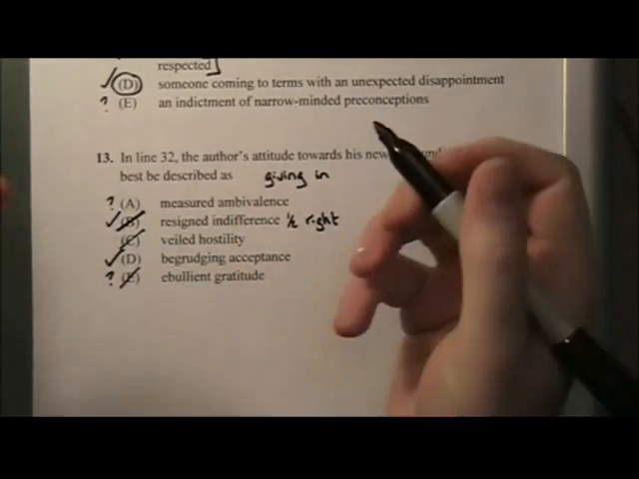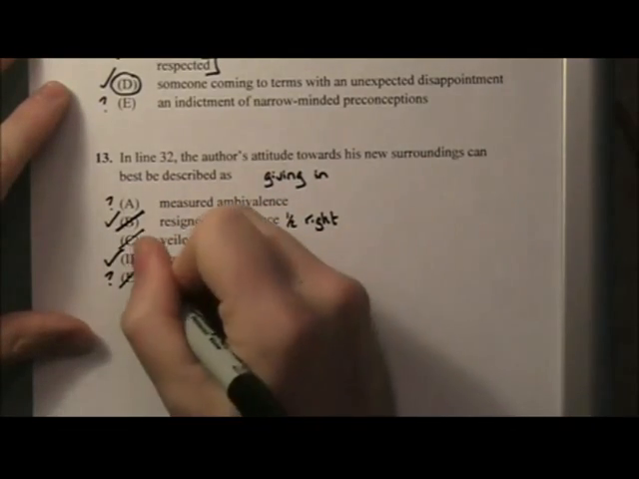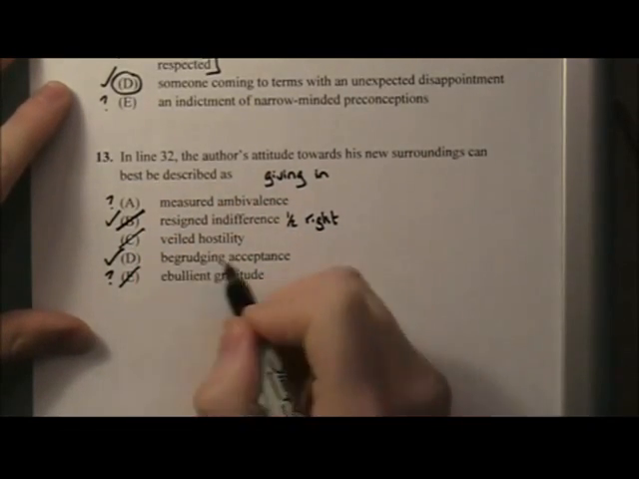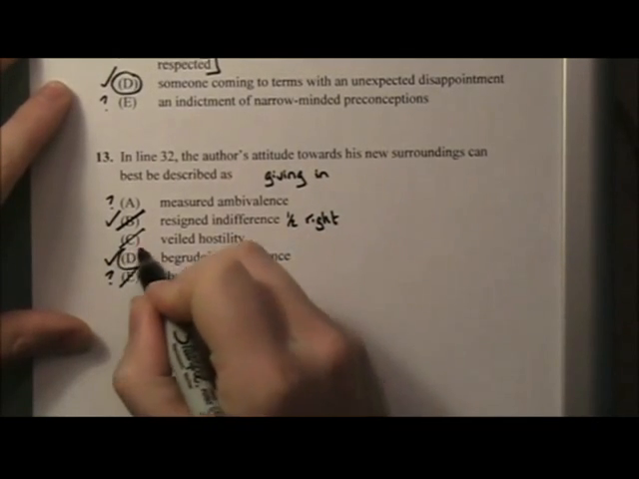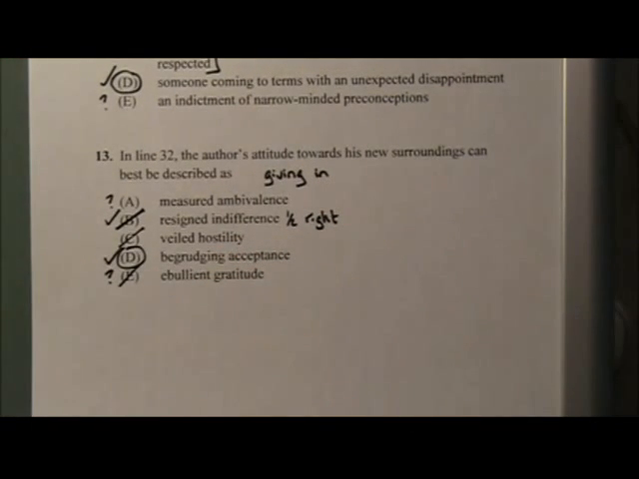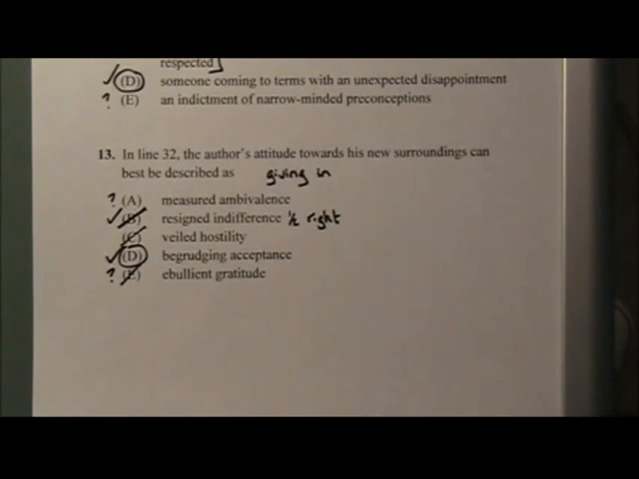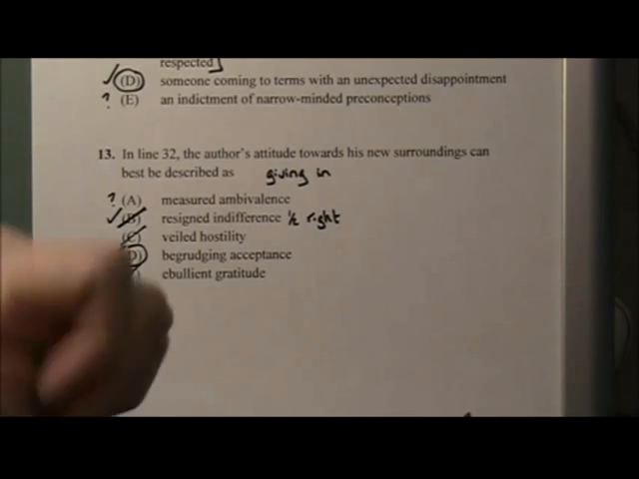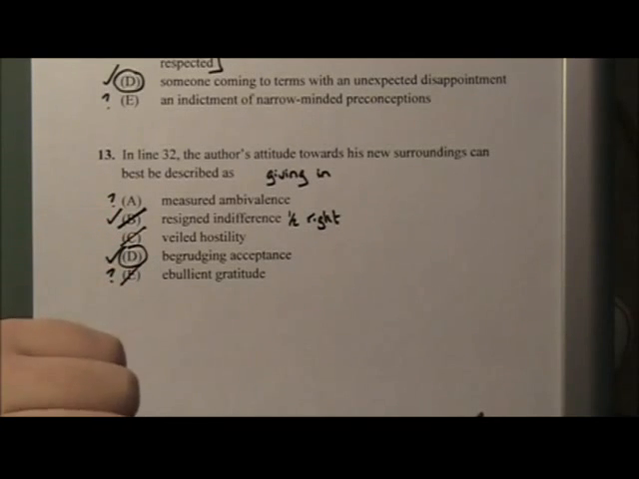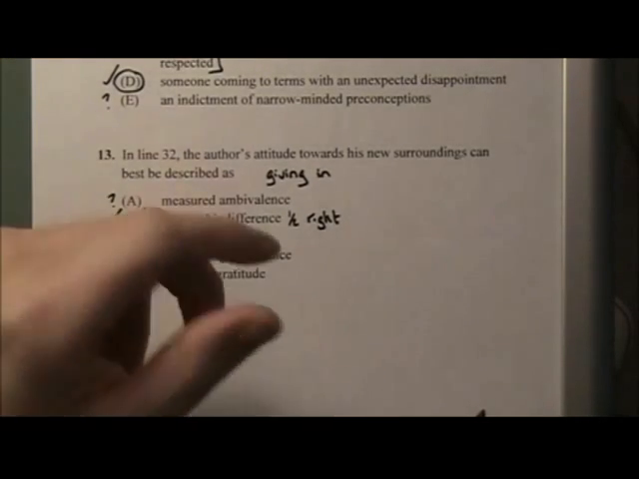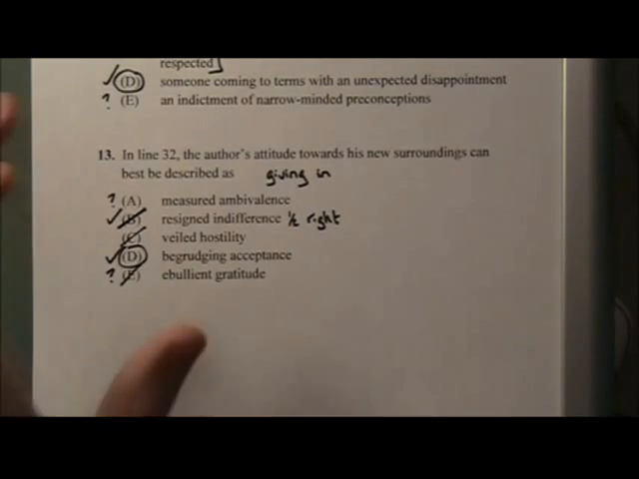Again, A, not much I can do with because I don't know what ambivalence means, but I like both parts of D. Begrudging acceptance, he gave in. So I'm going to go with D. So those are the three things I really want you to take away from this little exercise: answers the question that's being asked, is in the passage, and is not half right. You want an answer choice that's all right. Okay, cool.